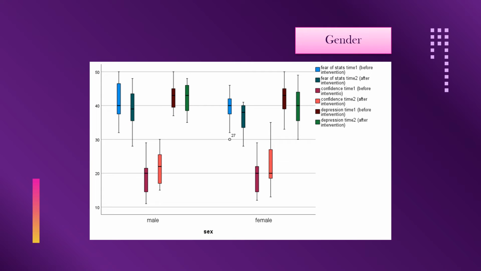In terms of depression, the distribution of skill score decreased for both genders after the intervention. Besides, the median skill score recorded for female students is lower. We also observe that the box plot for female students is more symmetrical compared to that of the male students.